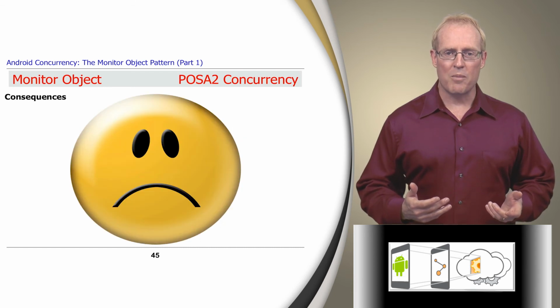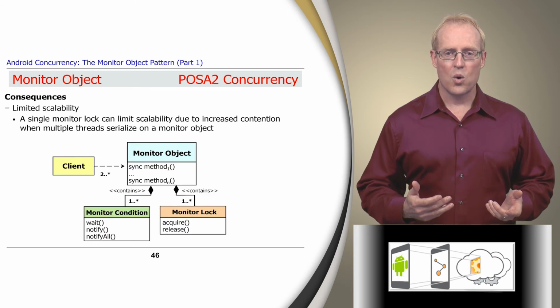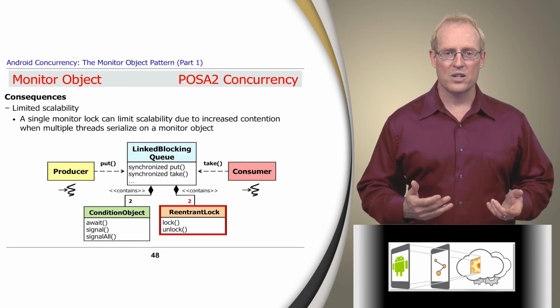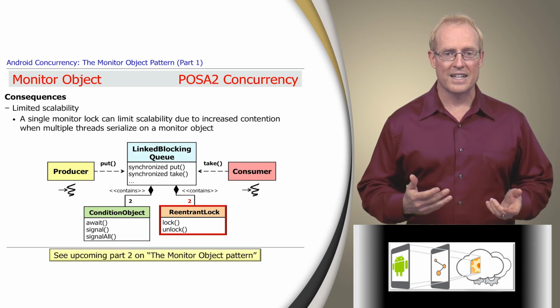There are also several drawbacks to the monitor object pattern, however. One drawback occurs when a single monitor lock is used per monitor object, which limits scalability due to the increased contention when multiple threads serialize on the single lock. The LinkedBlockingQueue class shows one way to improve scalability by defining multiple monitor locks, as we'll examine further in the next part of this module.